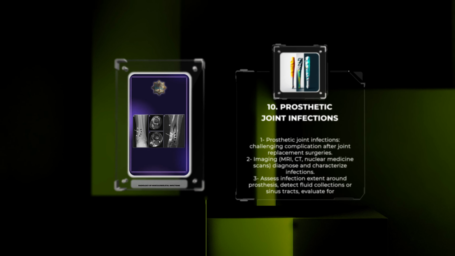Immunocompromised patients are at increased risk of developing severe musculoskeletal infections. Imaging, in conjunction with clinical findings, plays a crucial role in assessing and guiding the management of these infections. Techniques such as MRI, CT, and nuclear medicine imaging help evaluate the extent of infection and aid in prompt initiation of appropriate treatment.